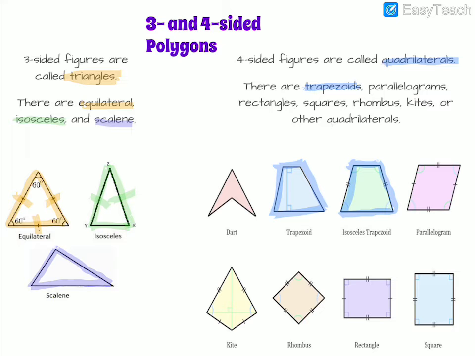Trapezoids have at least 1 right angle. So we can see here that from the top to the bottom, we've got a straight line that makes a right angle. So our top lines are parallel, and our other 2 sides are not parallel.